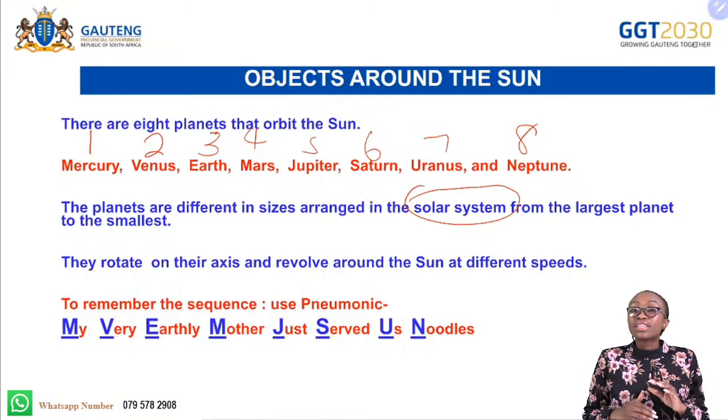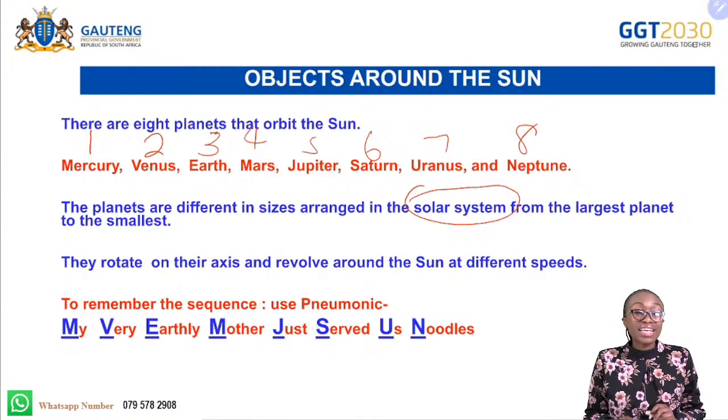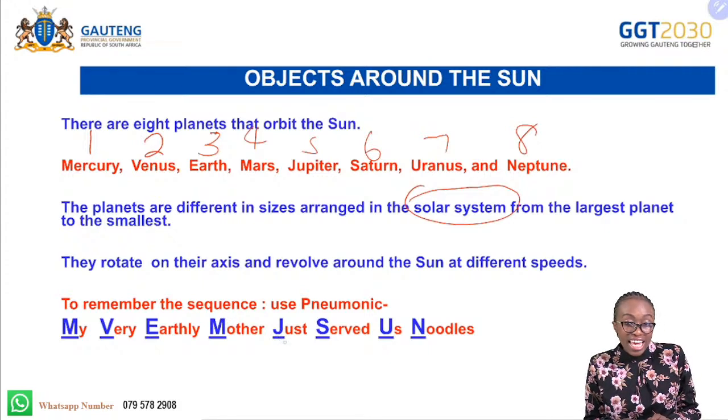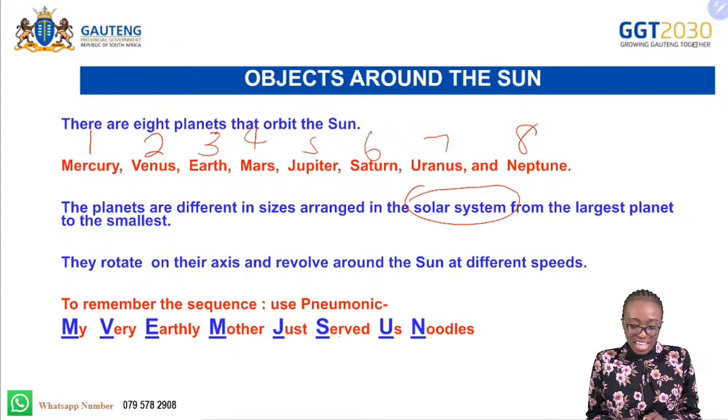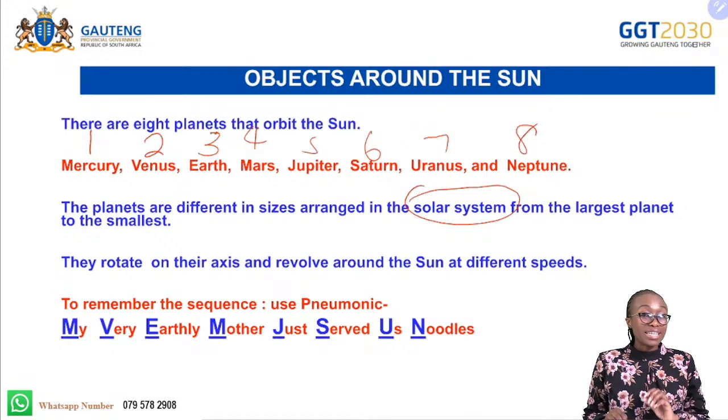So now, this is going to help you remember. The M stands for Mercury. The V stands for Venus. The E stands for Earth. The second M stands for Mars. The J stands for Jupiter. The S stands for Saturn. The U stands for Uranus. And the letter N stands for Neptune.